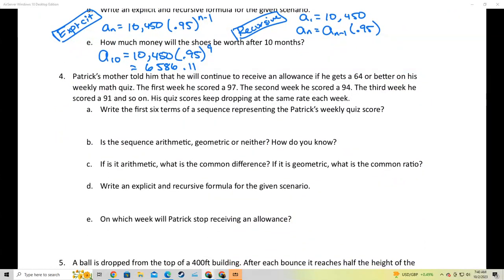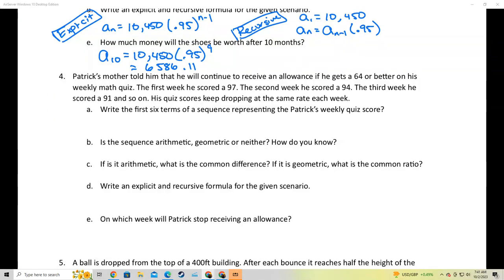So let's see. Patrick's mother told him that he will continue to receive an allowance if he gets a 64 or better on his weekly math quiz. The first week, he scored a 97. The second week, he scored a 94. The third week, he scored a 91, and so on. His quiz scores keep dropping at the same rate each week. Write the first 6 terms of the sequence representing Patrick's weekly score.